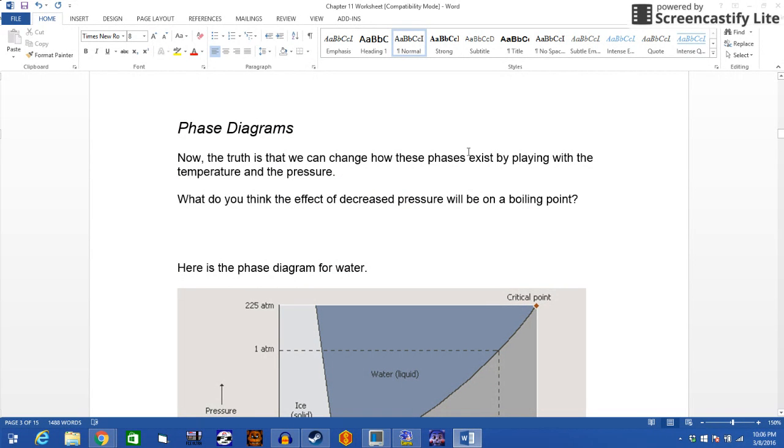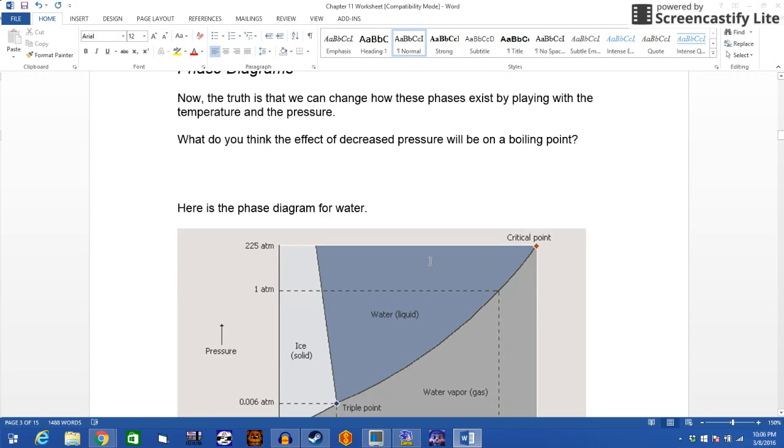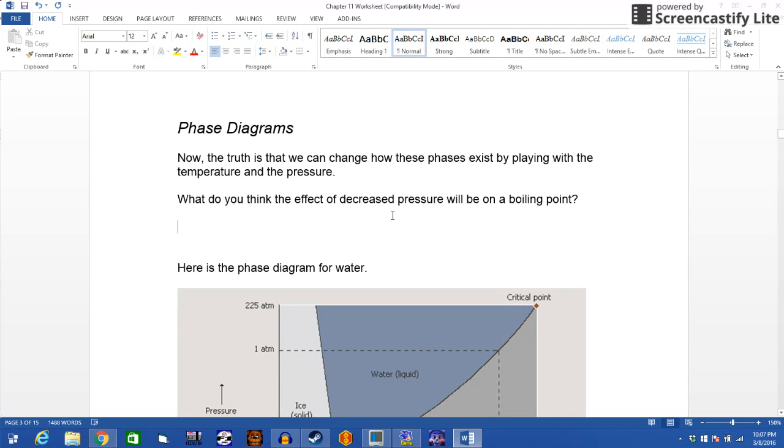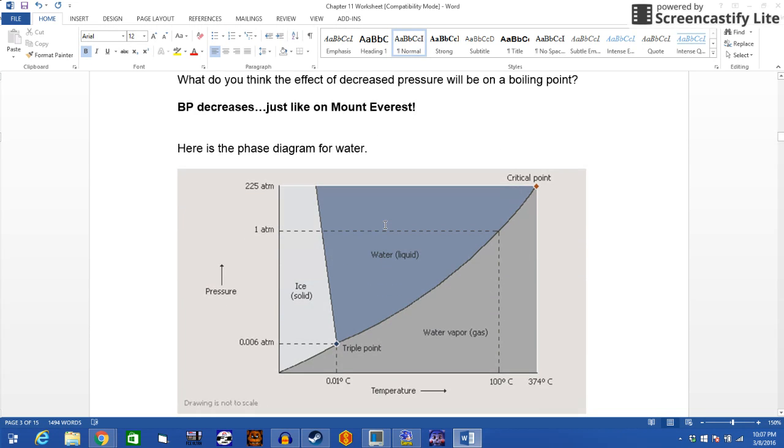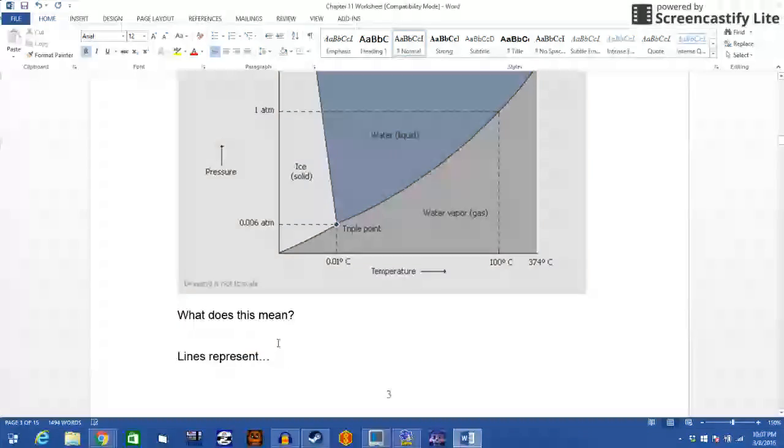So let's read this here. And now the truth is we can change how these phases go by playing with the temperature and pressure. All right, that's what I said already. What do you think the effect of decreased pressure will be on a boiling point? Well, you can look at the graph, but you know this already from Mount Everest. If you decrease the pressure, the boiling point goes down. Just like Mount Everest, we can decrease pressure way below that just using a vacuum pump, and I will show you that in class. I think that's a pretty neat demonstration to take a look at.